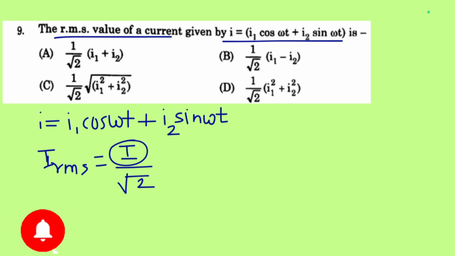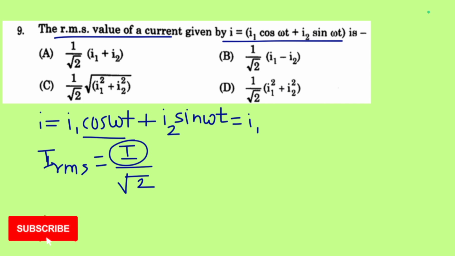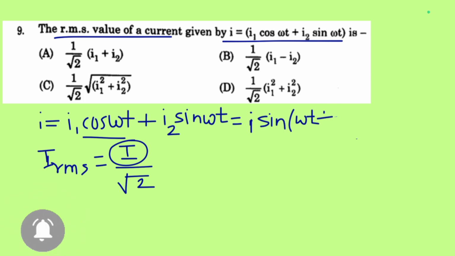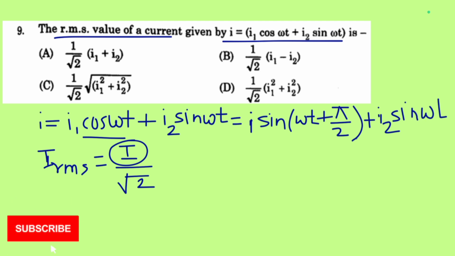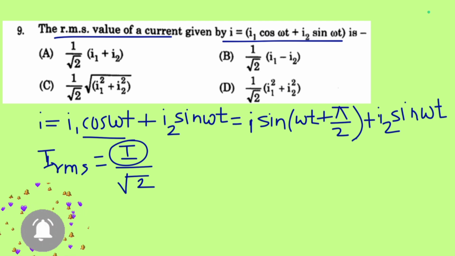But here we have been given the two components of the current, so first we have to simplify it. Now for cos omega t, you might know that I1 cos omega t can again be written as I1 sin(omega t plus pi by 2), plus I2 into sin omega t. What is happening here? Now the equation has all the values in sine.